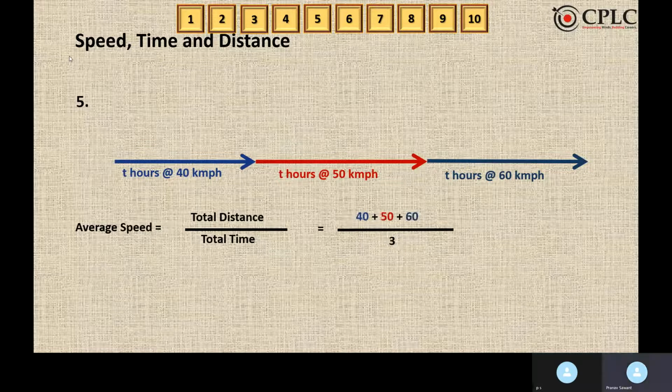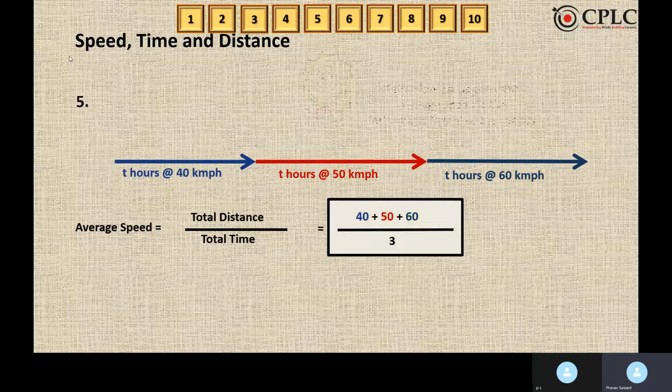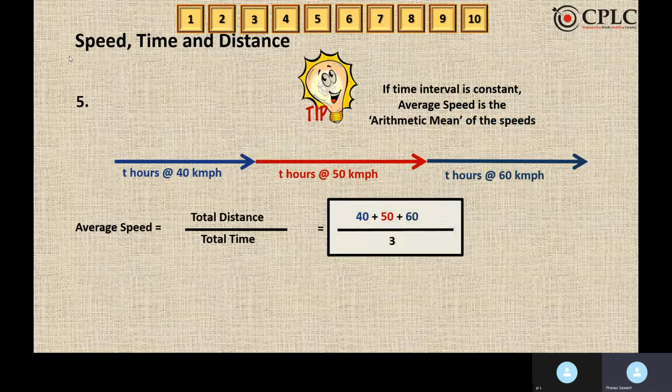Now this exactly looks like average. So what can we say about it? We can say that if time interval is constant, average speed is the arithmetic mean of the speeds. Solving this will give us 150 by 3, that is 50 km per hour.